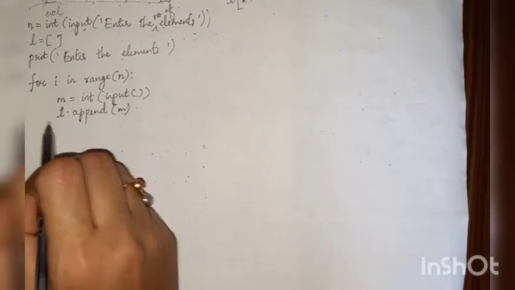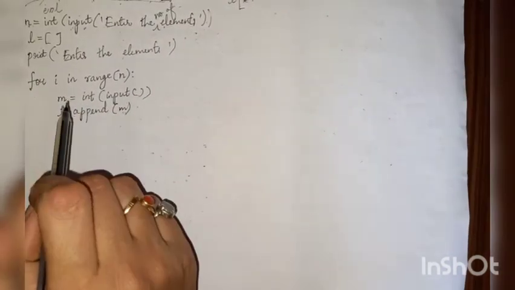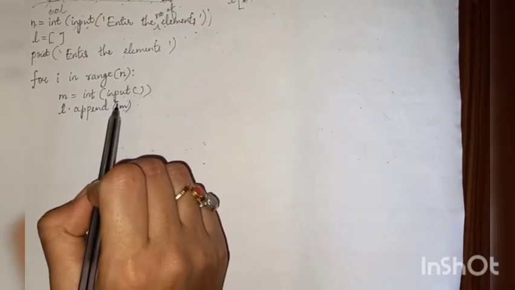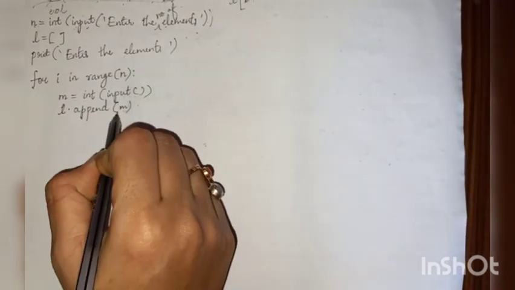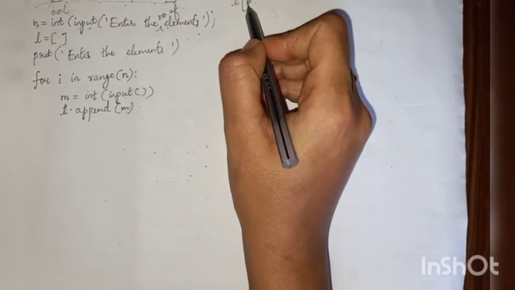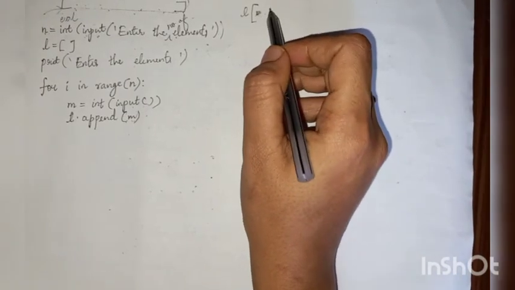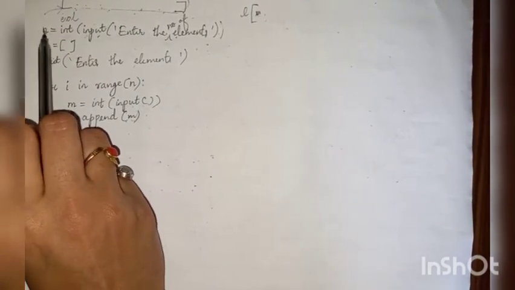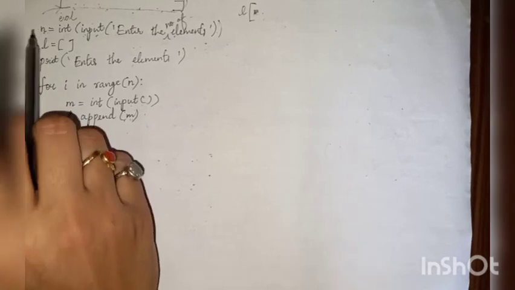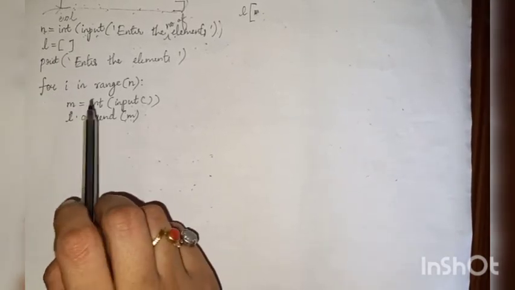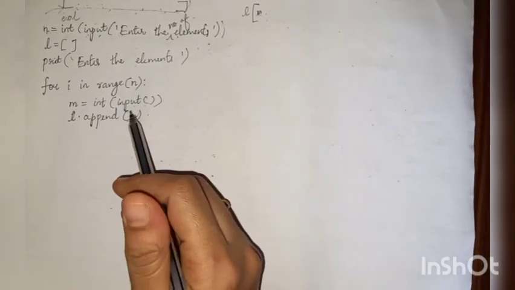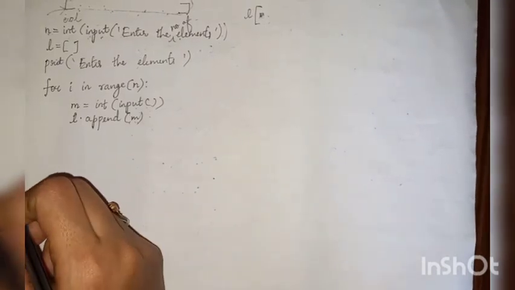Then again the for loop will iterate, and again it will ask the user to enter the input. So again the user will enter the input, and the next number will be appended. So here the first value will be there, and comma, the next value will be appended. So like this it happens how many times? Until the given value of n, that many times the for loop will iterate. After this iterates, we just have to see the list that is printed.